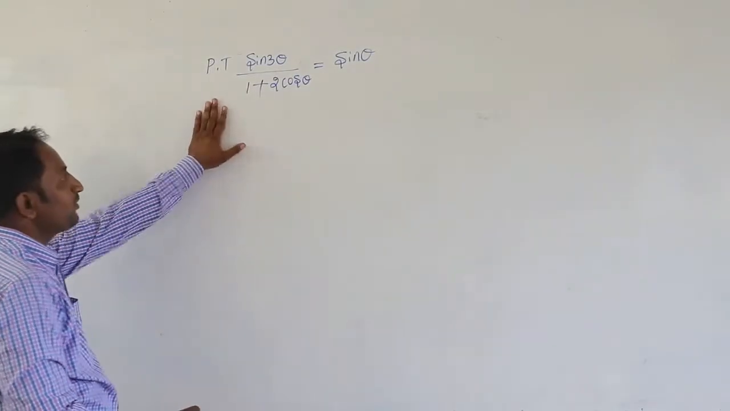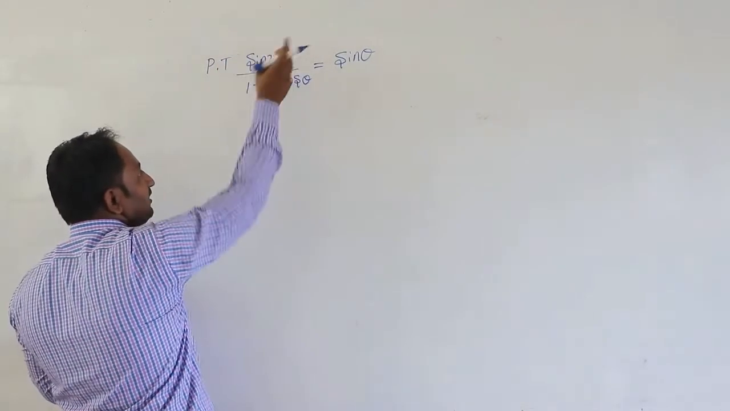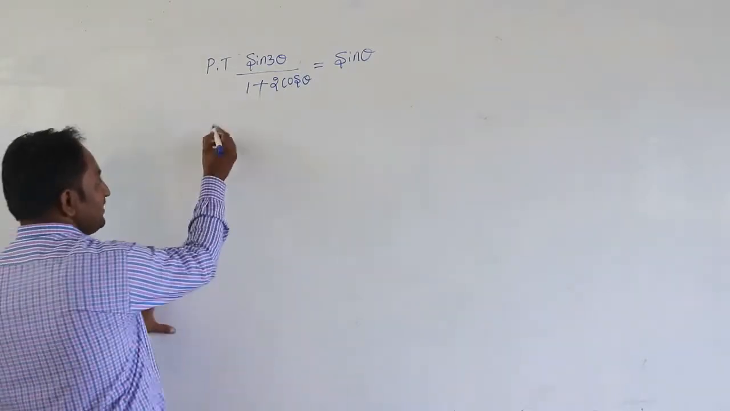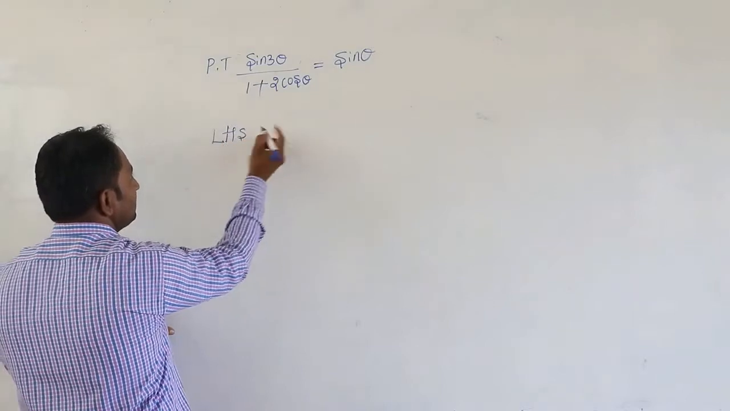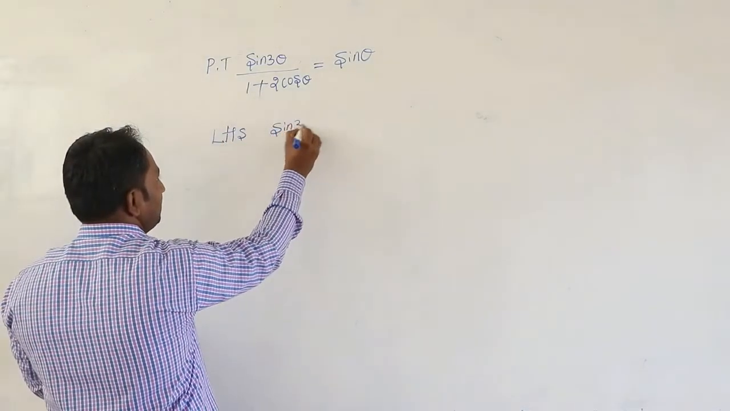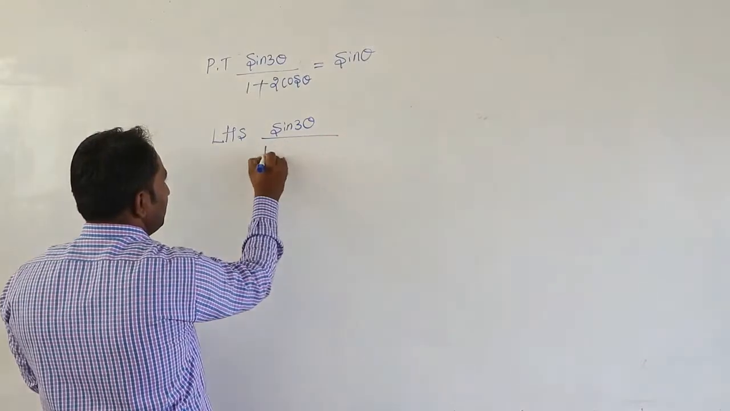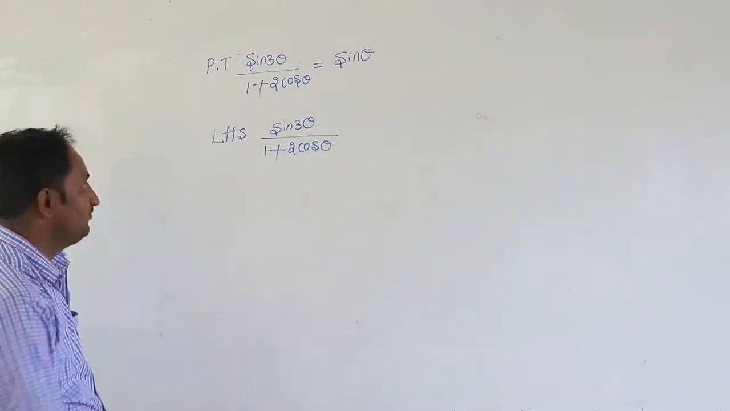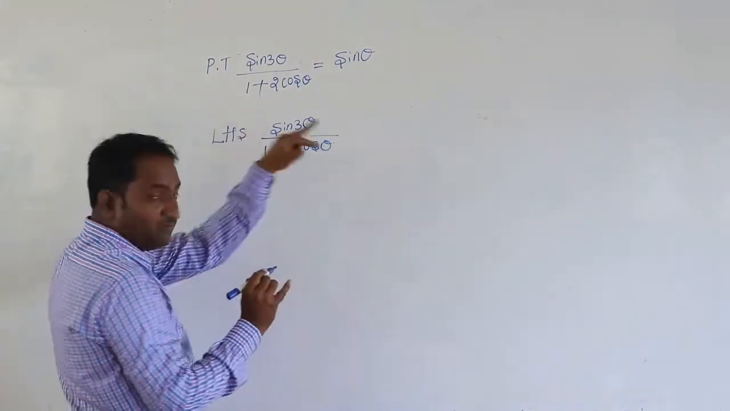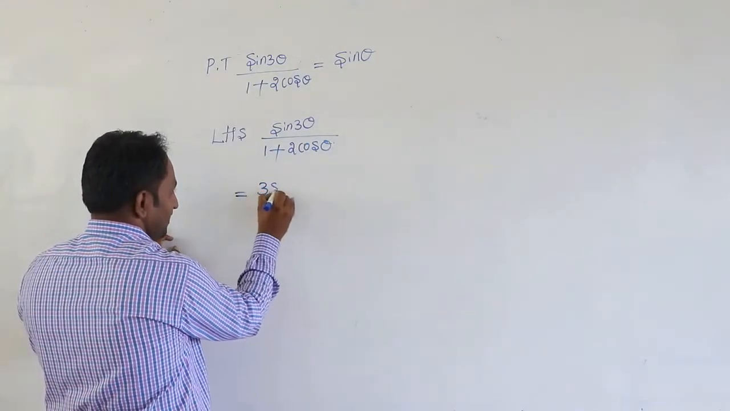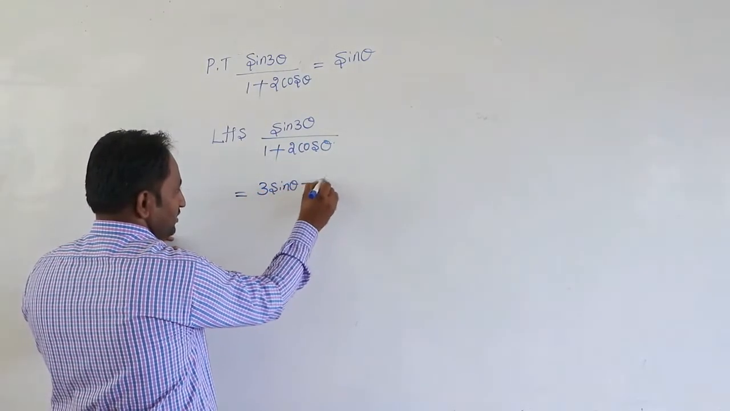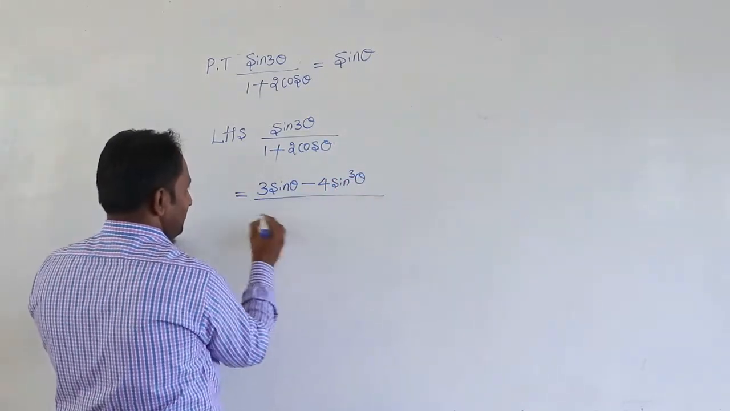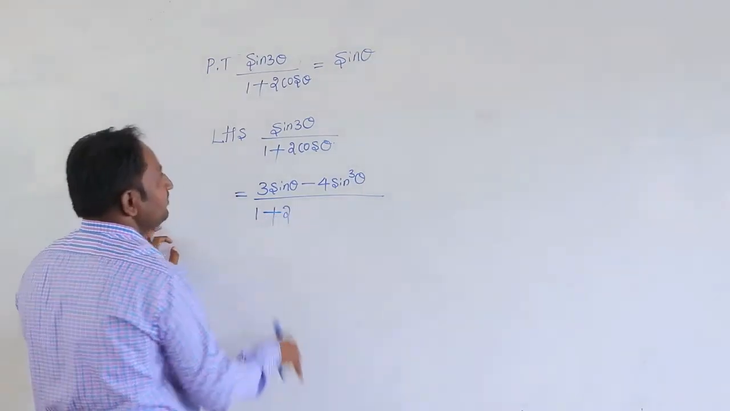Okay. Next problem: sin of 3 theta divided by 1 plus cos 2 theta is equal to sin theta. Again consider the LHS part: sin of 3 theta divided by 1 plus 2 cos theta. Here we know the sin of 3 theta formula: 3 sin theta minus 4 sin cube theta, divided by 1 plus 2.